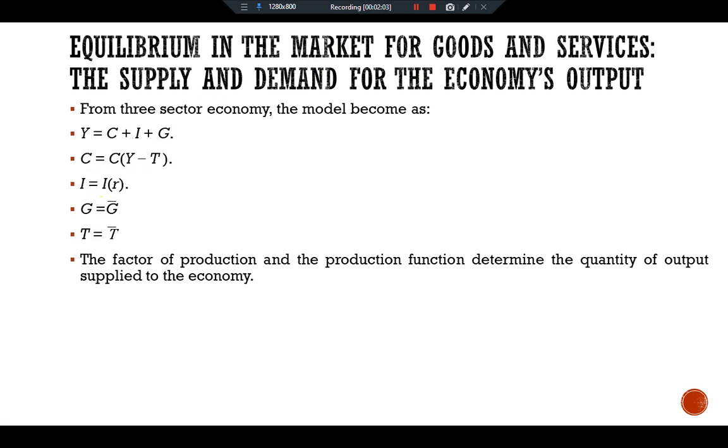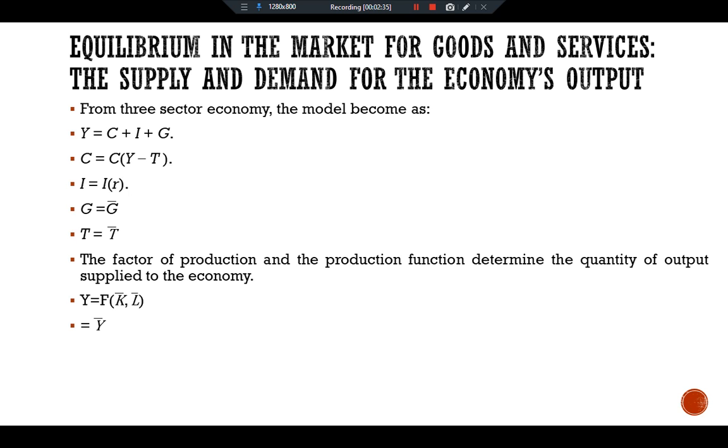Okay, the factors of production and the production function determine the quantity of output supplied in the economy. So we have Y = F(K bar, L bar). This means that labor and capital are fixed. When labor and capital are fixed, we have Y bar, which means that output is fixed. So now we combine these equations describing the supply and demand for output.